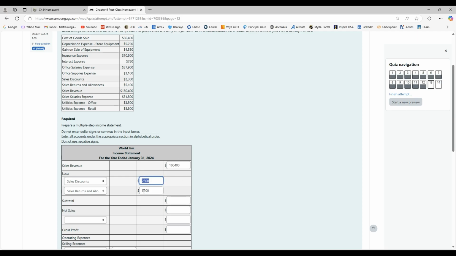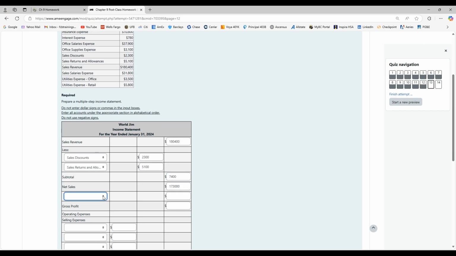But then we had offered some discounts, and some customers either returned goods or we gave some other kind of allowance for it. So the actual amount that we ended up having as sales after we factor in all the discounts and returns is 173,000. Oh, sorry, that's the net sales. The subtotal of these two numbers is 7,400. And this is gross profit, I think. Is that what we're trying to get here? What is this one having us put in?